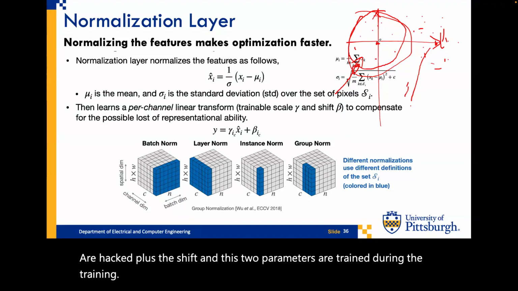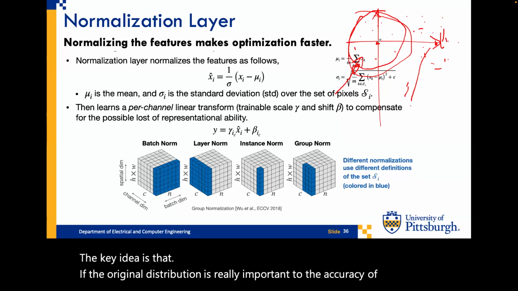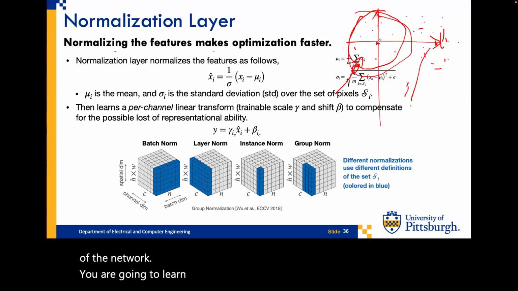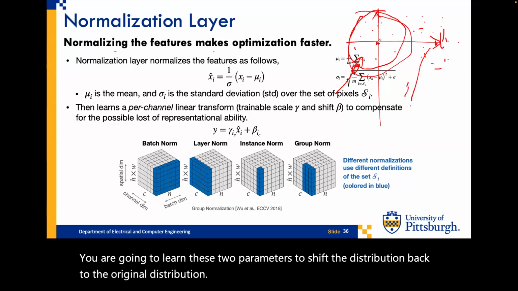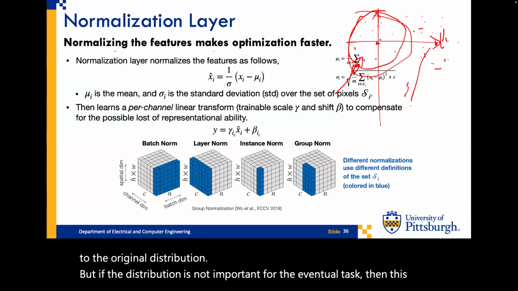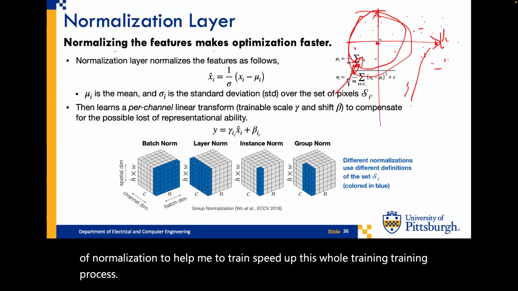The key idea is that if the original distribution is really important to the accuracy of the output of the network, you are going to learn these two parameters to shift the distribution back to the original distribution. But if the distribution is not important for the eventual task, then this kind of normalization helps to speed up this whole training process. So that's the key trick.